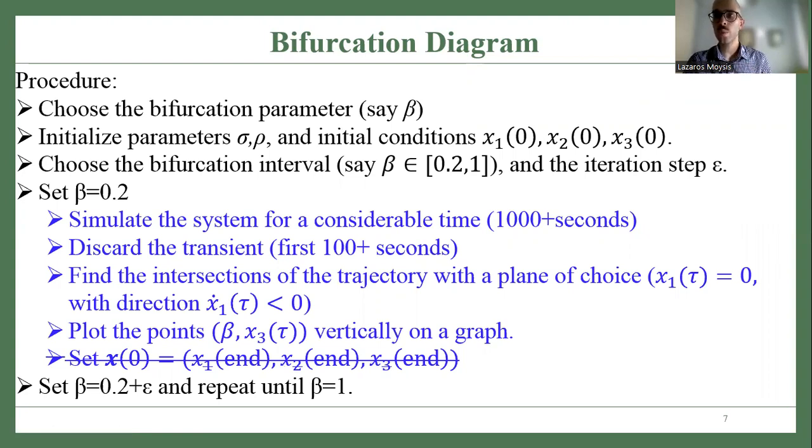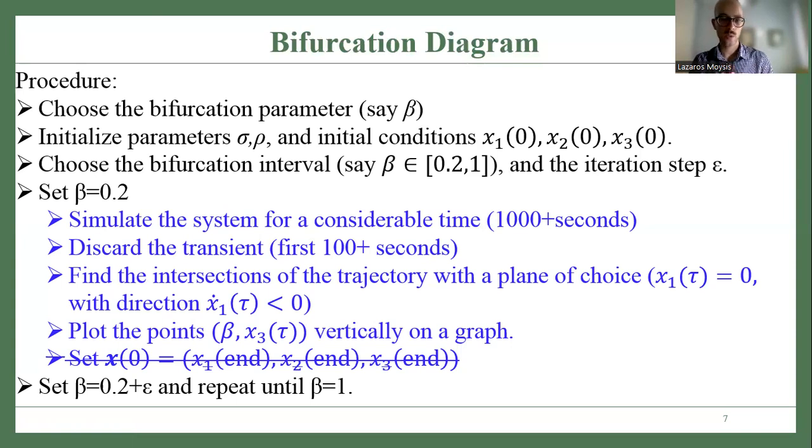So now what do we do to compute the diagram? We start from beta equals 0.2. We simulate the system for a considerable time, more than 1,000 seconds, I would say. We discard the first few seconds, which is called the transient behavior. And from the rest of the trajectory, we compute its intersections with the plane of choice.